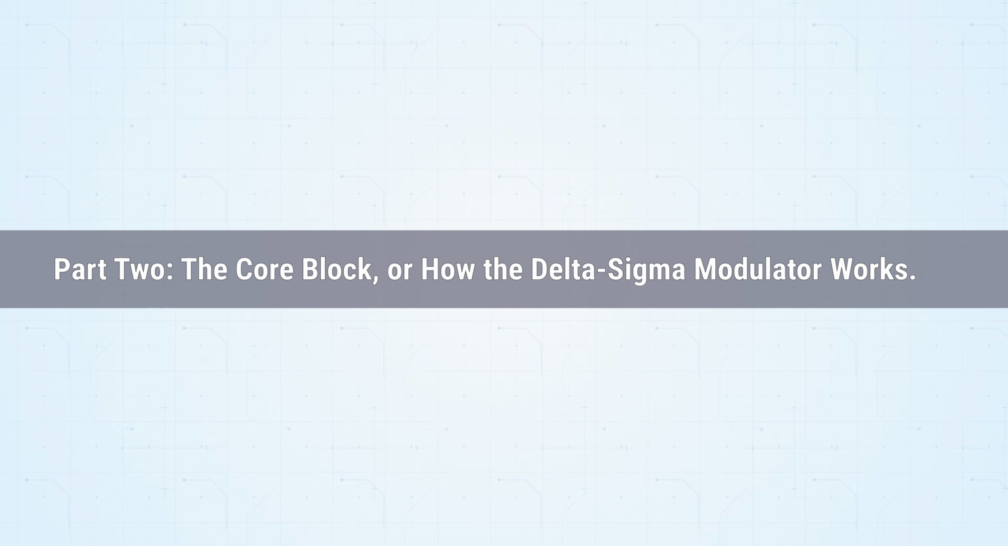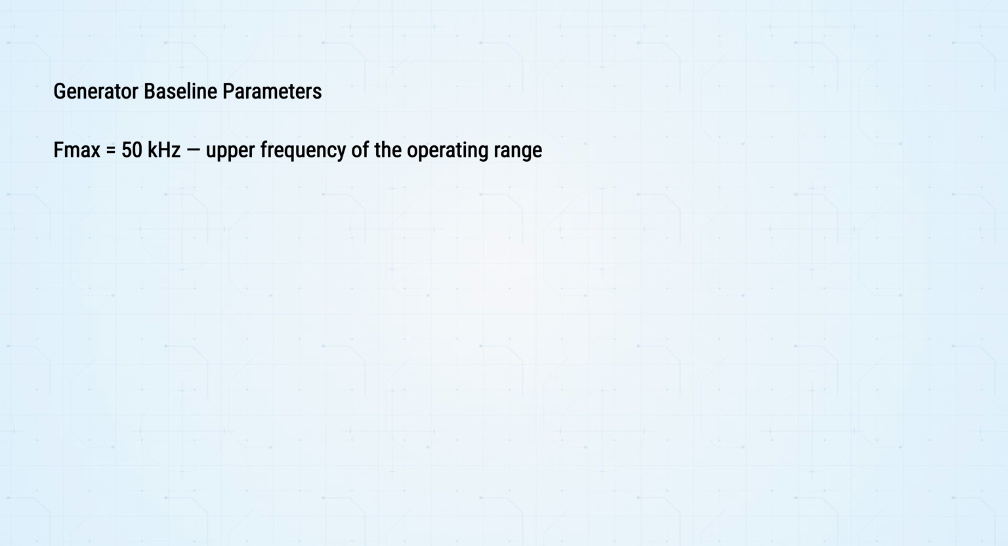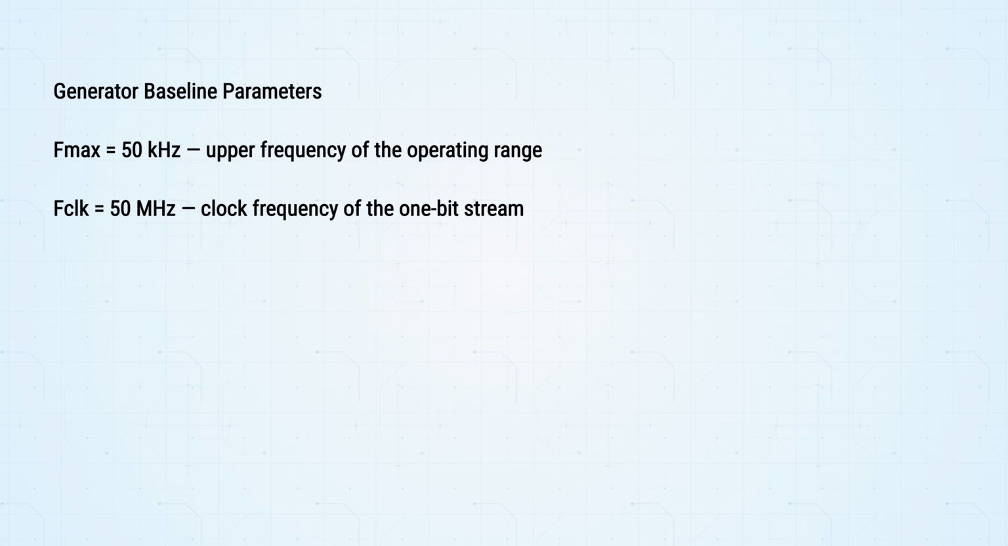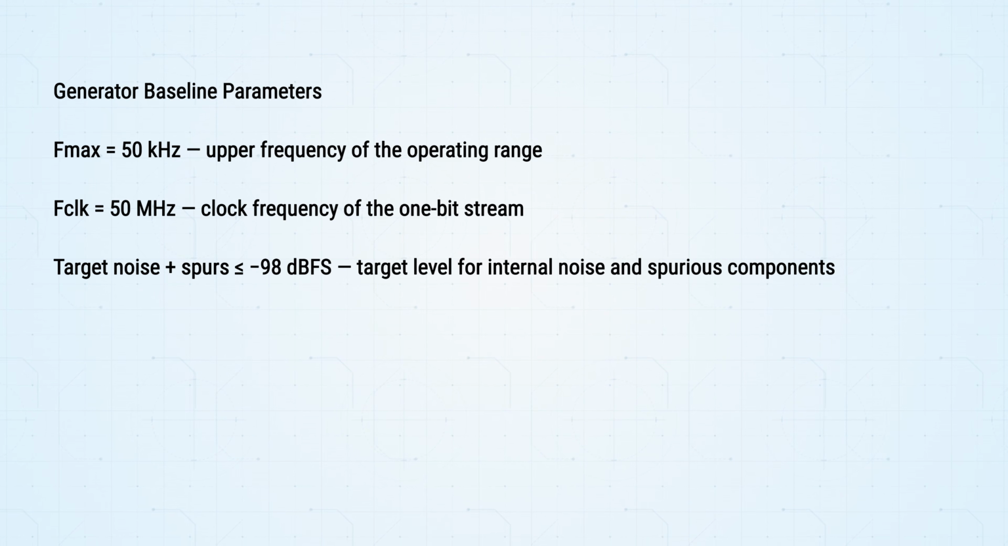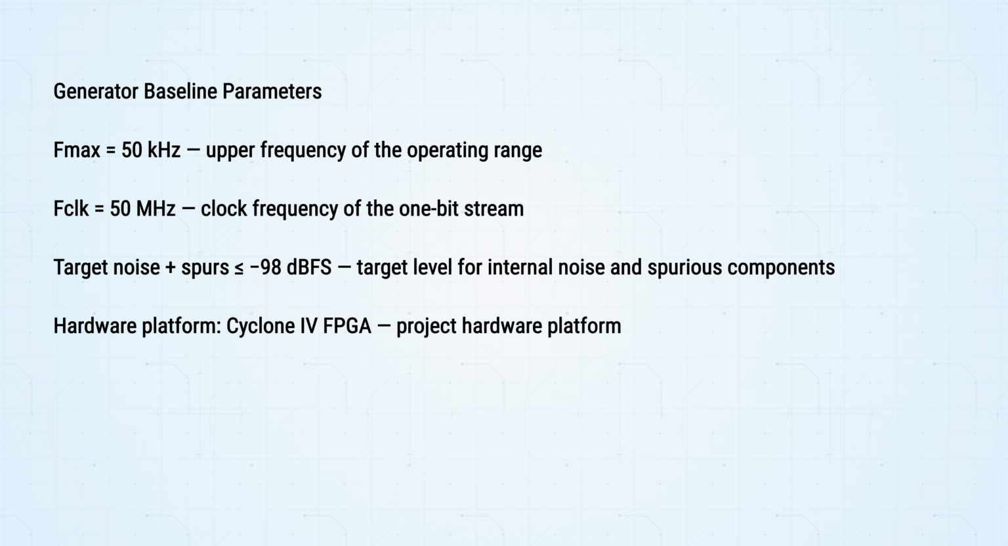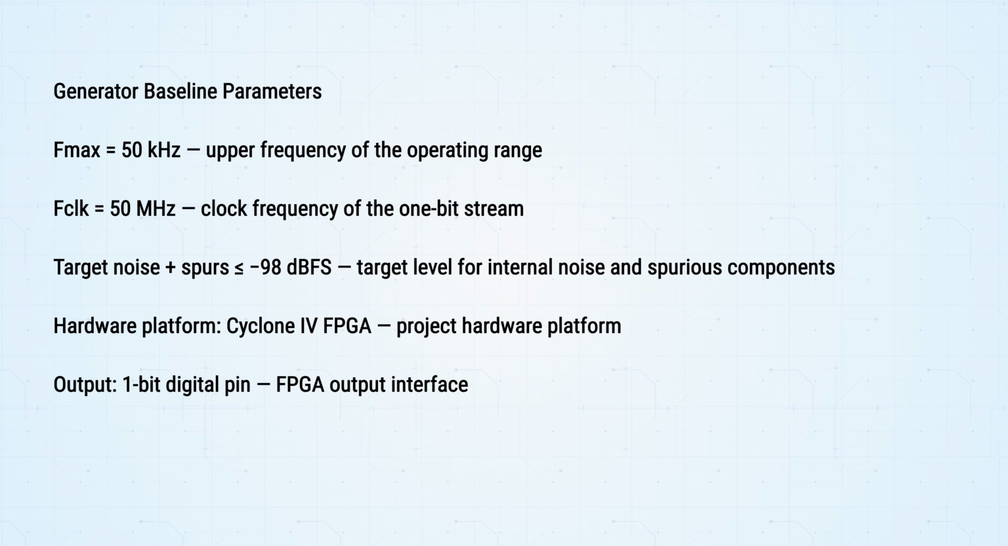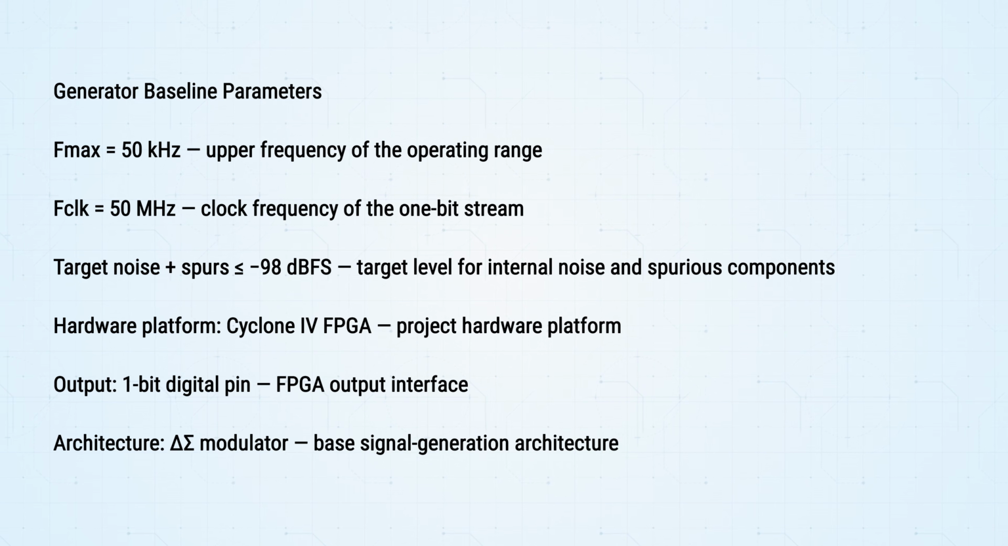So the parameters for our generator are clearly defined. The upper frequency of the operating range is 50 kHz. The required spectral purity is approximately -98 decibels FS. And the hardware platform is a Cyclone 4 FPGA. To generate an analog signal from digital data, we will use a delta sigma modulator. Let us first try implementing a first-order modulator and understand exactly how it works.